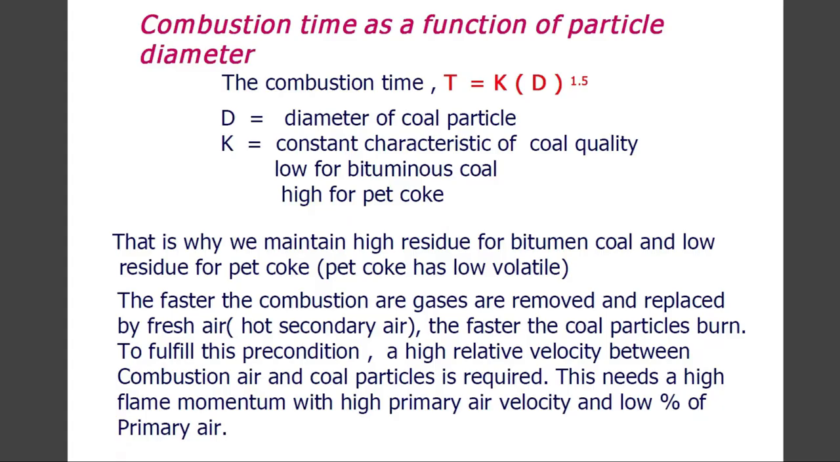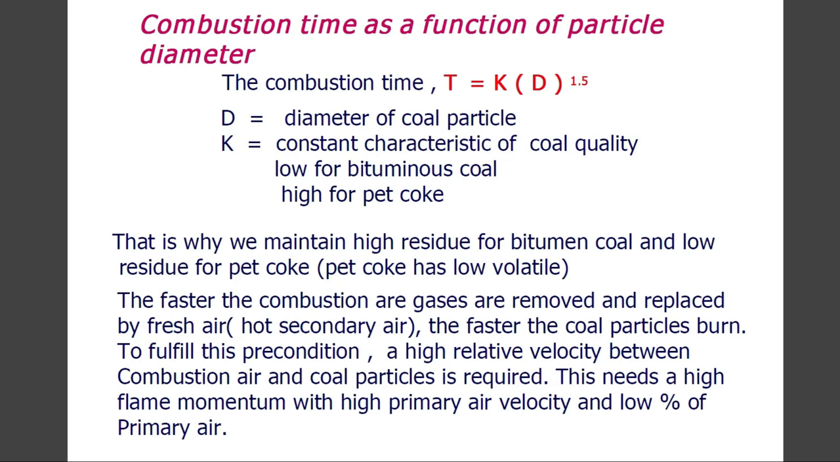Combustion time as a function of particle diameter. The combustion time T is equal to K D to the power of 1.5, where D is the diameter of the coal particle and K is a constant characteristic of coal quality, low for bituminous coal and high for pet coke. That is why we remain with high residue for bituminous coal and low residue for pet coke.